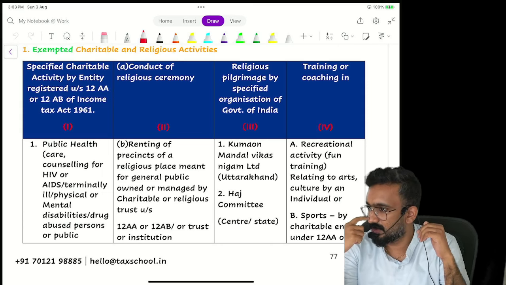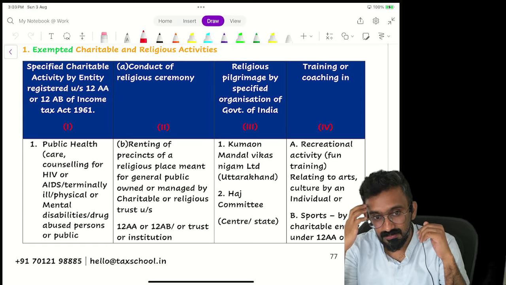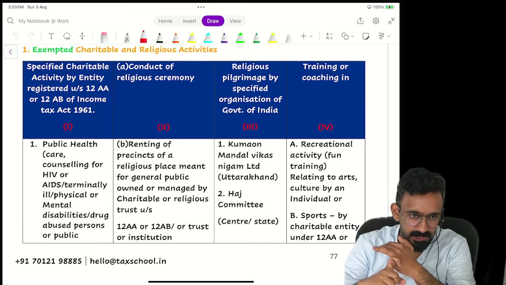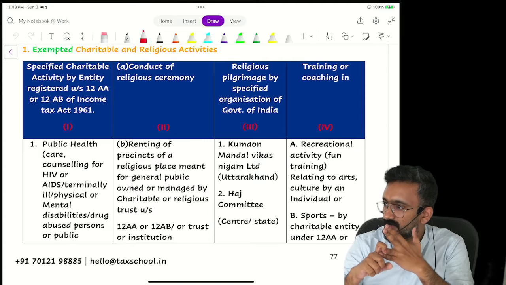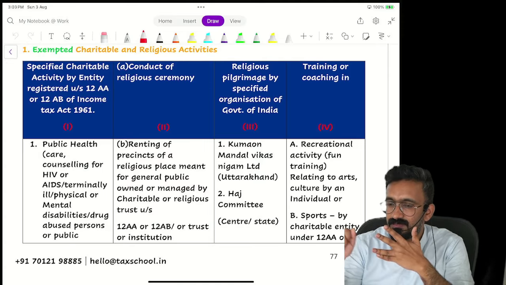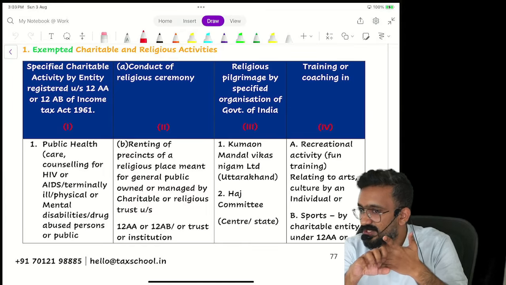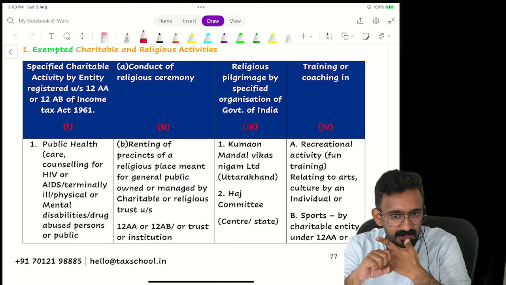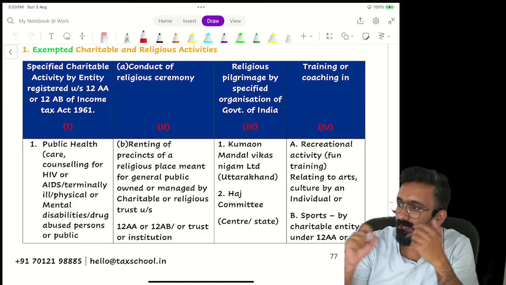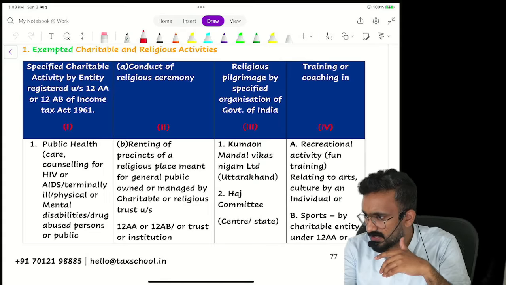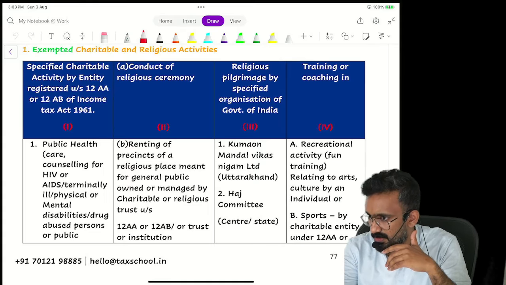Now look at what the income of religious places altogether are. Think about it. Donation: not a supply. Second, rental income there could be. Then conducting the religious pujas and everything, that's also another income that we have. Now let's look at the rental part. Conduct of religious ceremonies, again not subject to GST.